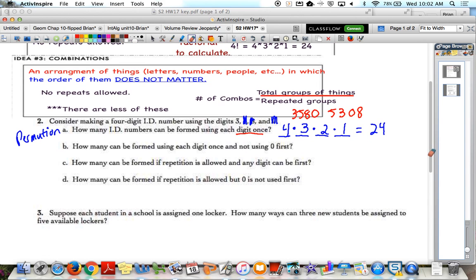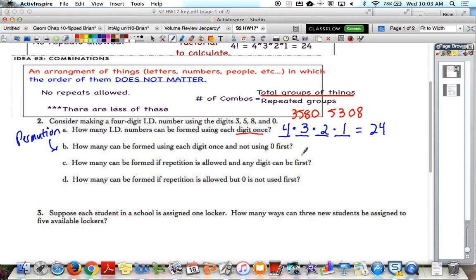All right, so let's move on to problem 2b. How many can be formed using each digit once and not using 0 first? So once again, it's kind of the idea of a permutation here, except for we can't use 0 first. So if we can't use 0 first, let's go back to our original numbers again.